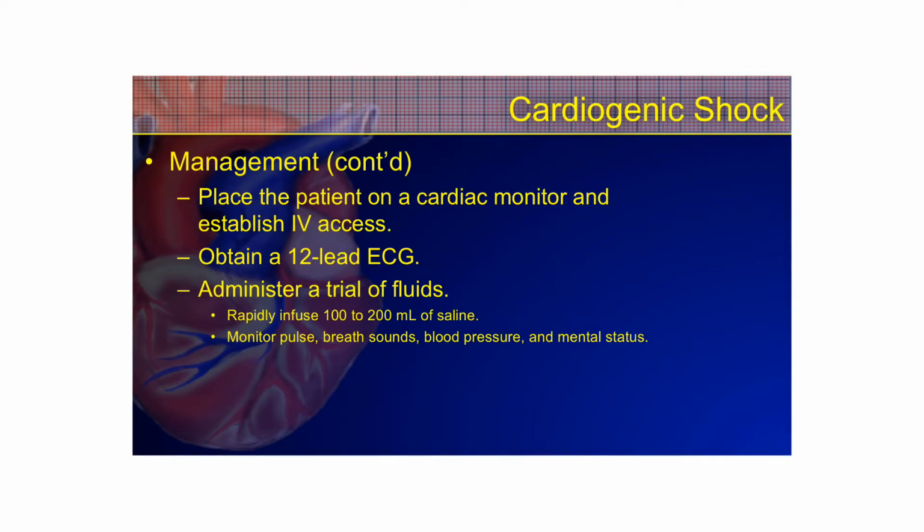Make sure you limit the patient's physical activity while they're in your care, just like a myocardial infarction patient; this may in fact be an MI patient. Place the patient on a cardiac monitor and establish IV access as needed, and obtain a 12-lead EKG and maintain normal body temperature. Any patient in shock, you want to try to maintain normal body temperature. Give IV fluids and medications per your local guidelines or per medical direction.